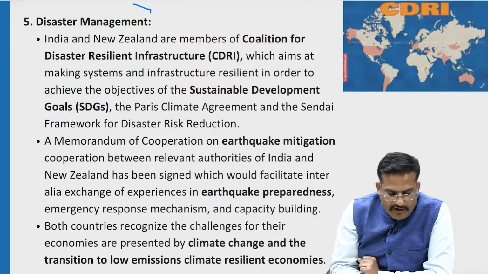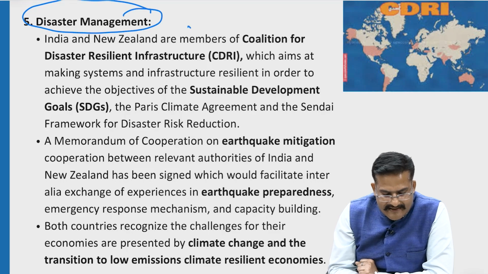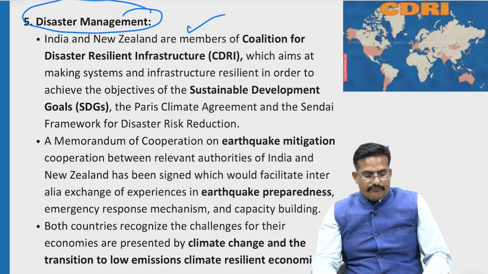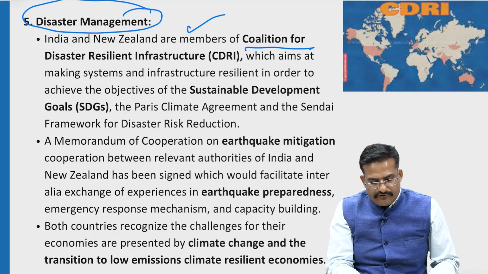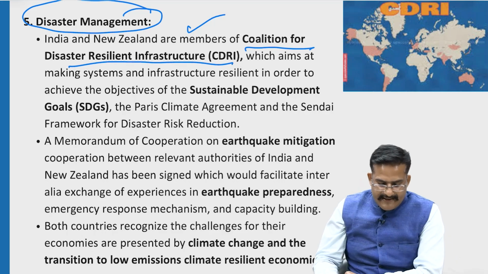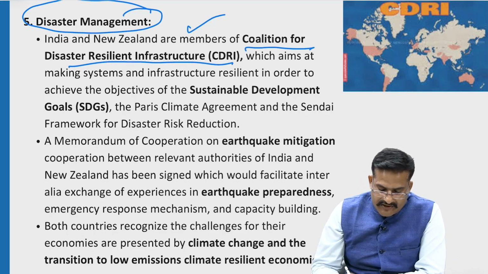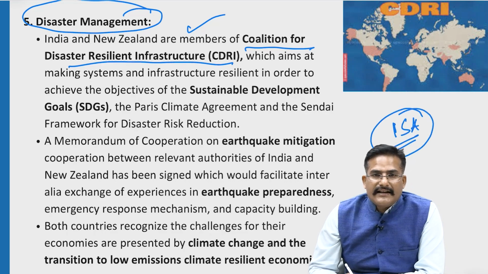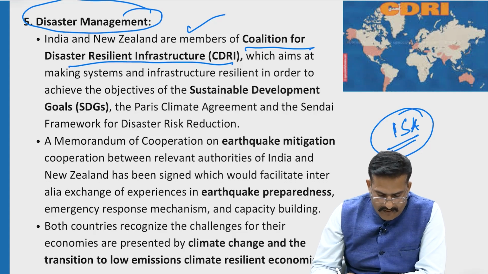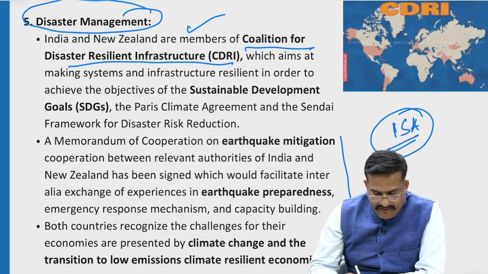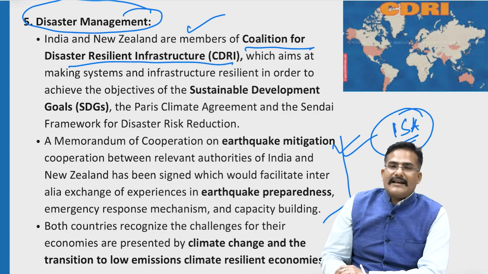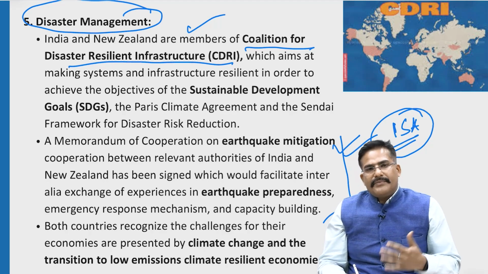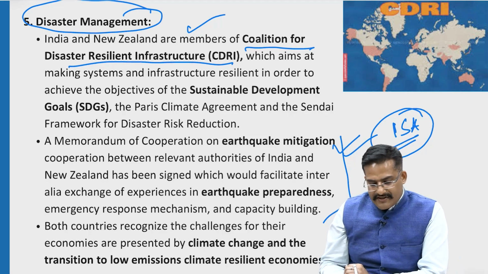Now, the fifth D of India-New Zealand relations is basically disaster management. We will have to understand that both India and New Zealand are part of CDRI, that is the Coalition for Disaster Resilient Infrastructure. Not only that, New Zealand recently signed the ISA, that is the International Solar Alliance. We have become part of ISA. On another aspect, we have a Memorandum of Cooperation on earthquake mitigation as well as on climate change. So, we can see there are multiple cooperation areas we are working and thriving upon.